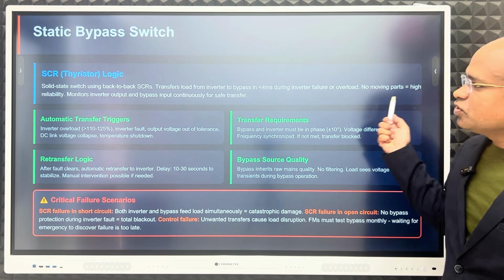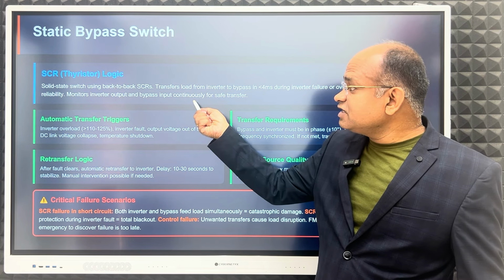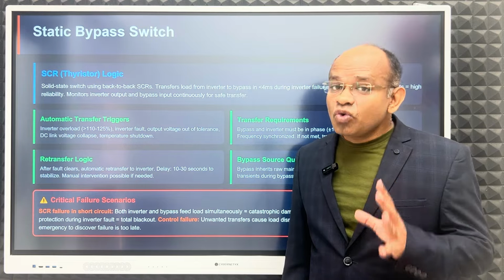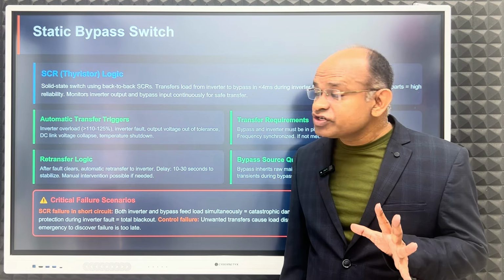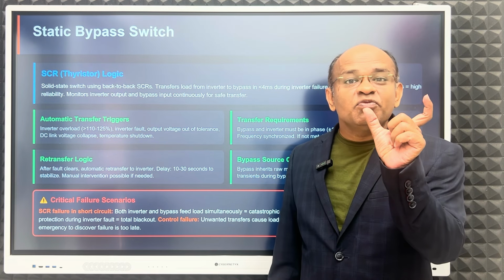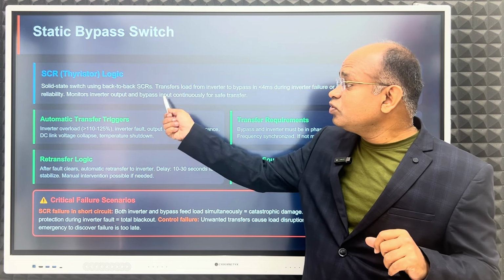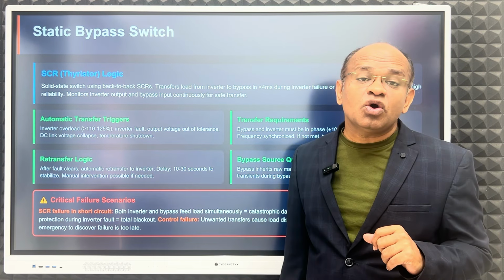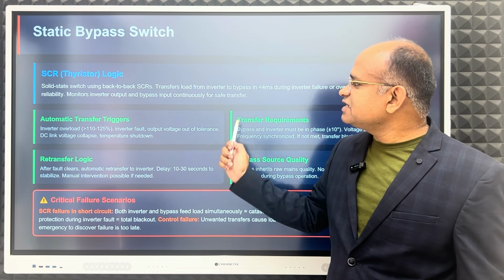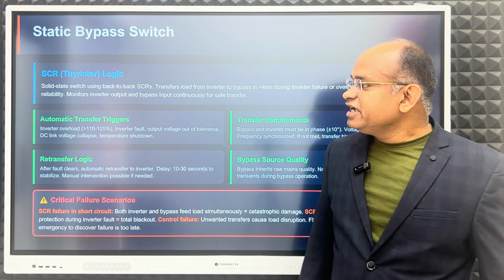No moving parts means high reliability. It monitors the inverter output and bypass inputs continuously for safe transfer. What is it monitoring? When to switch the output, the inverter output. The monitor is there, and on that it will take the decision whether to put the load on bypass or inverter. It is monitoring at both the levels, inverter output and bypass output, so that it can take a precise decision for the safe transfer.